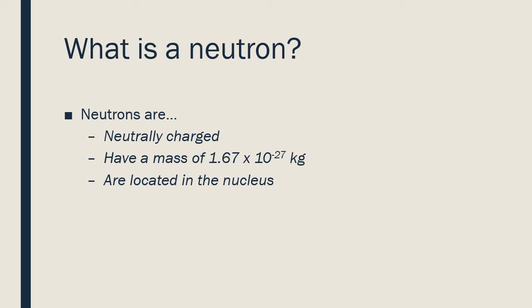Neutrons are neutrally charged, have a mass of 1.67 times 10 to the negative 27 kilograms, which is the same as the protons. It's only some decimal places that are not listed here where they differ. They are also located inside the nucleus. In fact, they help to hold the nucleus together because the protons would normally try to repel each other, so they need another particle in there to help stabilize the nucleus.